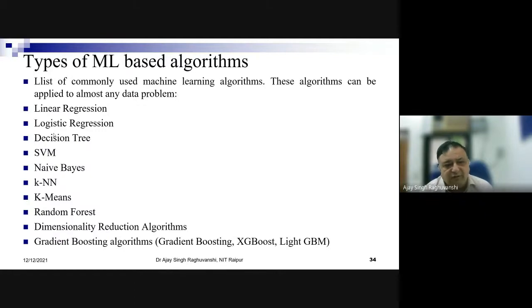So these are the different types of machine learning algorithms which are used: linear regression, logistic regression, decision tree, SVM, Naive Bayes, KNN, K-means, random forest, dimensionality reduction algorithms, and GBAs, which are gradient boosting algorithms. These are the algorithms which are normally used in machine learning.